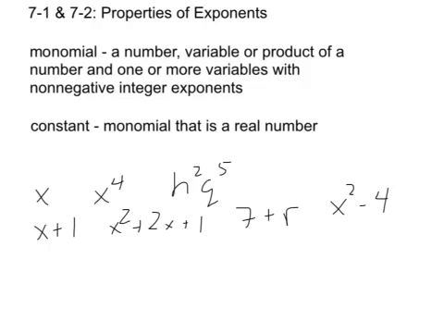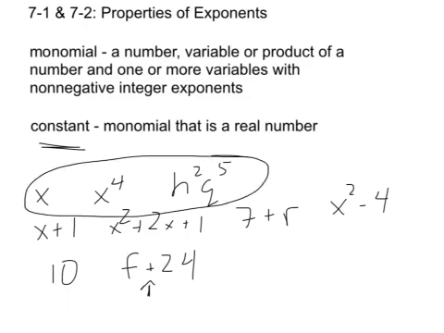So here's a few examples, and this is on page 391 in your book. The first example is 10. Is 10 a monomial? Well, 10 is a monomial because it's a constant. The next one, f plus 24. Is f plus 24 a monomial? No, it is not a monomial because it is a polynomial. The plus tells you that it is not a monomial. It has more than one term. Monomials only have one term.